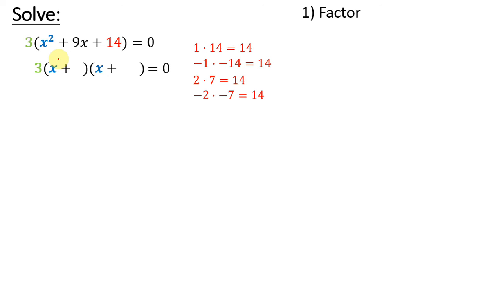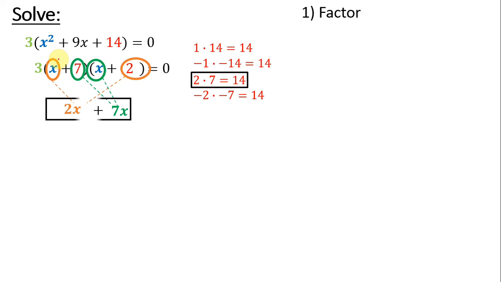Which pair is going to go in the blanks? 2 and 7. The reason why is because when I multiply x and 2, I'll get 2x, and when I multiply 7 and x, my inner terms, I get 7x. I add them up, and I get 9x.